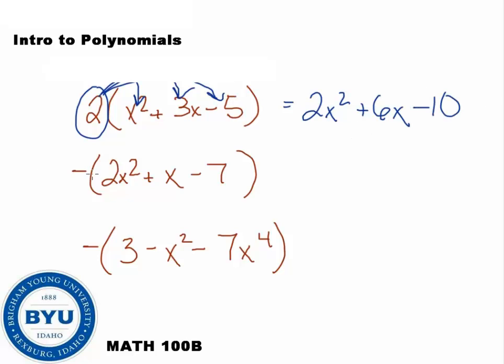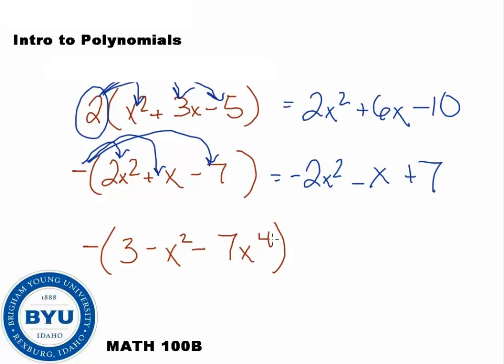Please note that the same would apply whenever you just have a negative out front. This is an implied negative 1, so this negative would go inside and get us negative 2x squared. The negative would go inside here and get us minus x, and the negative would go inside here and get us plus 7. Just the signs change. That's all that happens.